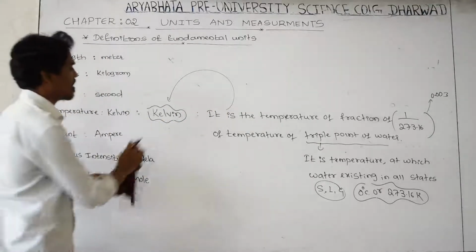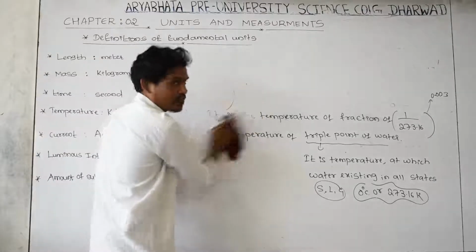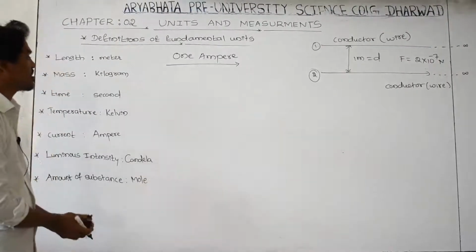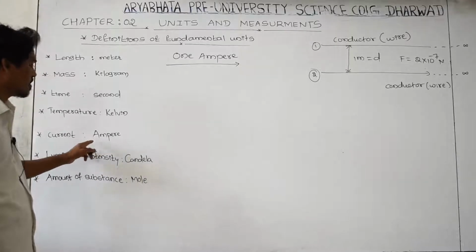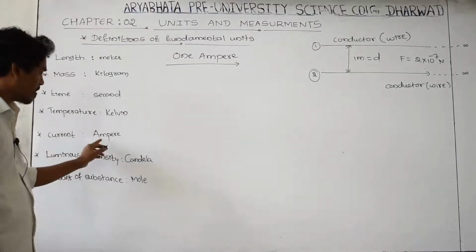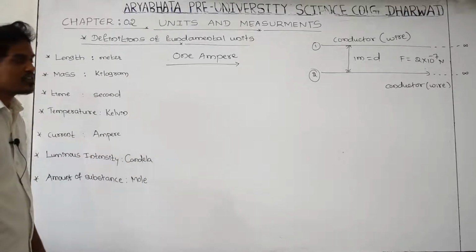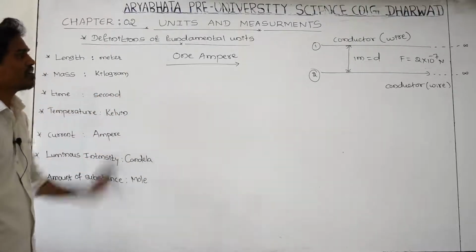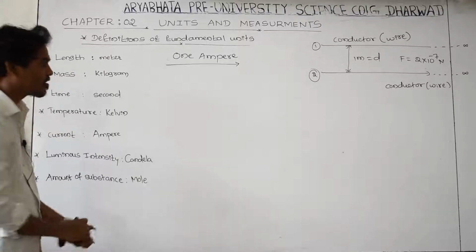And go to next, that is what do you mean by 1 ampere? Next we'll discuss the SI unit of current. The SI unit of current is the ampere, and ampere is the name of a scientist. And what do you mean by 1 ampere? The definition we should study now.